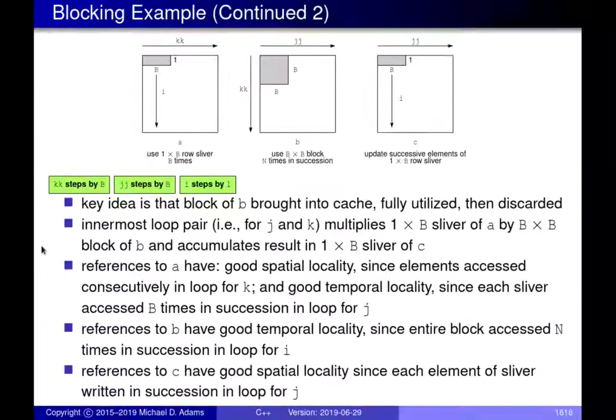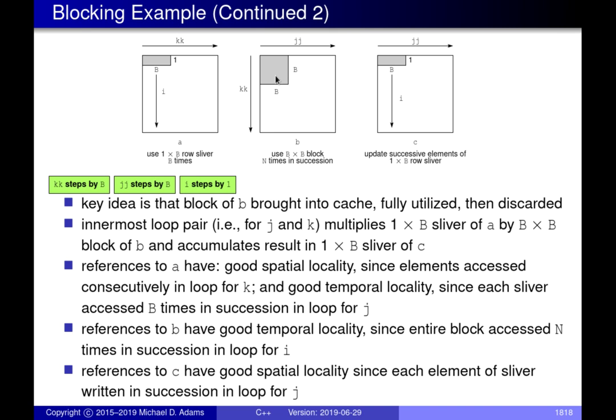To better understand what's happening in the code on the previous slide, it's probably helpful to look at things in terms of a picture. And this is what's shown on this particular slide at the top. So the basic idea with this blocking approach is we're going to process the data in the B matrix by dealing with a capital B by capital B block at a time. And we're going to fully utilize that block before we proceed on to using other data within the B matrix.